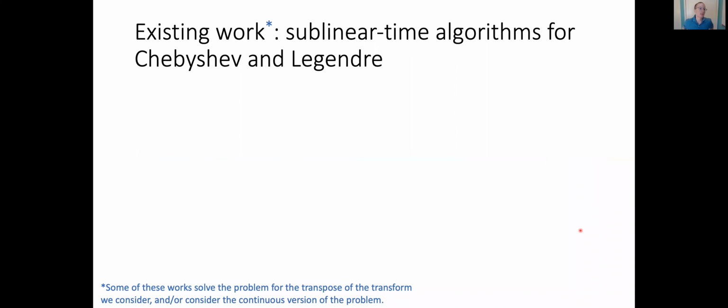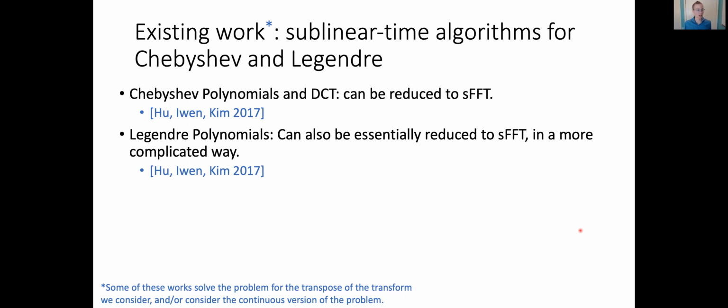There's also been some existing work on sublinear time algorithms for Chebyshev and Legendre polynomials, including work by Mark, who's here. This work by Hu, Iwen, and Kim from 2017 handles the case of Chebyshev polynomials and Legendre polynomials. Both essentially go by a reduction to the SFFT, although for Legendre it's a little bit more complicated. One difference between these works and our work is that they work in the continuous setting and we're working in a discrete setting.